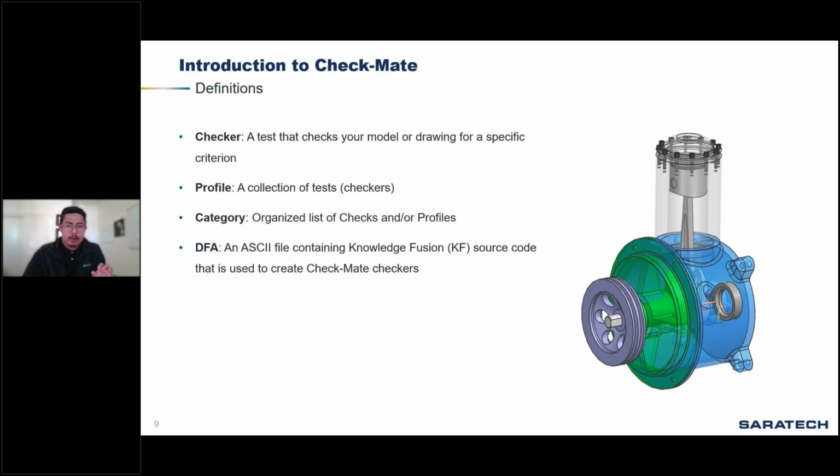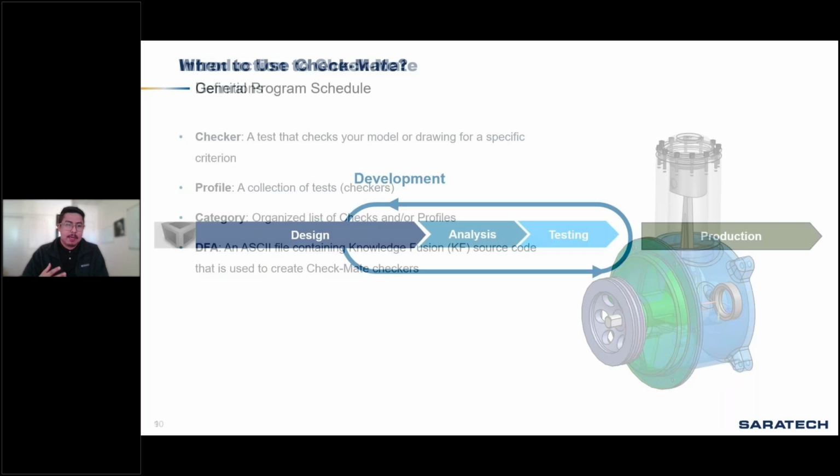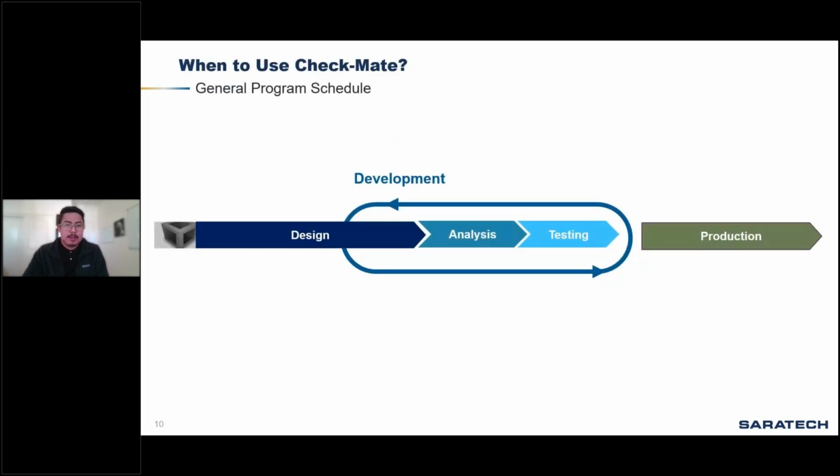Okay, so we talked about the what. What is Checkmate? Now let's talk about when you would use Checkmate, right? So this here is a standard program schedule where you have a development cycle, a production cycle, and most of the time these are overlapped, but for the sake of this demonstration, it's a linear diagram here. So typically you have a concept phase at the beginning and then a release right before you get to production, right? You're releasing drawings, you're releasing models, and there's a check process here, right?